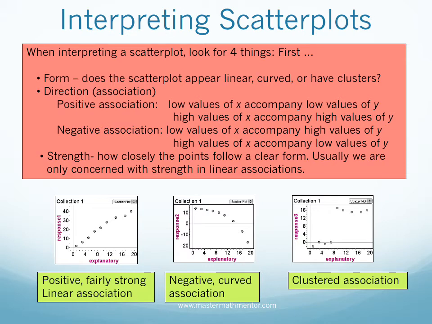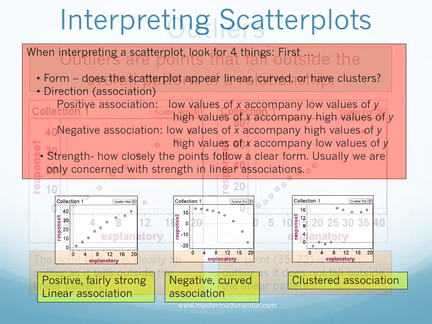The first scatter plot shows a positive linear association that is fairly strong. Your eye tells you that the points are fairly close to being along a line. The second scatter plot is a negative association going down to the right, and your eye tells you that the association is curved. The third scatter plot is a clustered association. There are 4 points on the lower left, and then 5 points on the upper right.